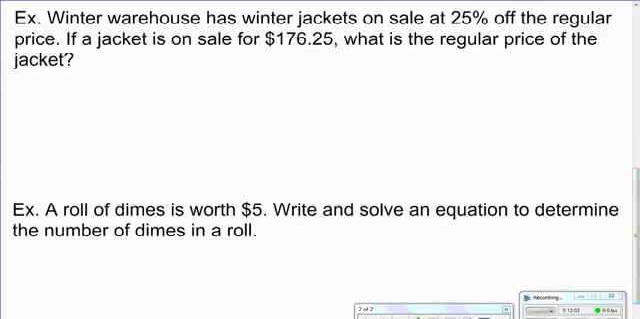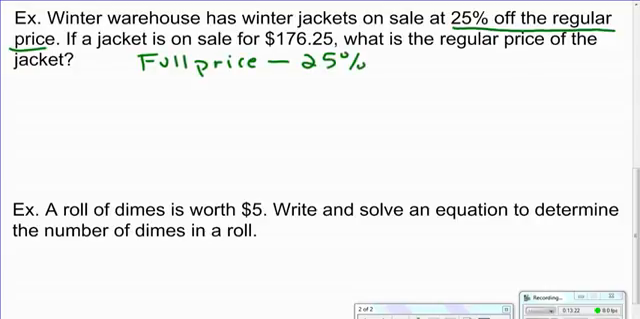Two written questions. I'm going to help you with these, and then you'll have some practice questions you need to try. So first one says, Winter Warehouse has winter jackets on sale for 25% off the regular price. So that means you have full price, and you're taking off 25% to get the sale. Okay? If a jacket is on sale for $176.25, what was the regular price, or the full price? So full price is what we don't know. We know the sale price, and we know the discount.